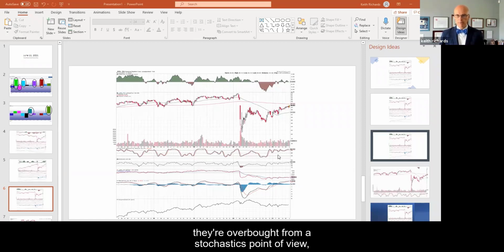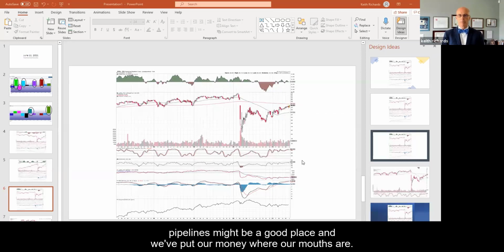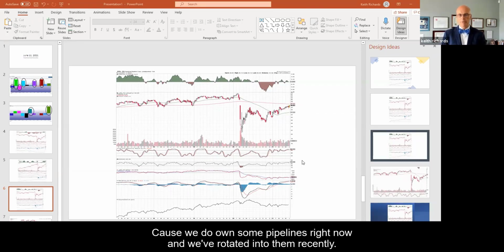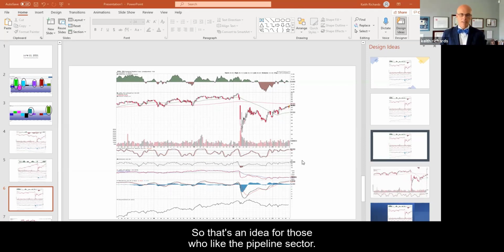Yes, they're overbought from a stochastics point of view, but not as much on the RSI and not as much overbought on the MACD. So absolutely, they may not go up like gangbusters over the summer, but I do think if you are planning on buying into the energy sector, pipelines might be a good place. And we've put our money where our mouths are because we do own some pipelines right now. We've rotated into them recently. So that's an idea for those who like the pipeline sector.